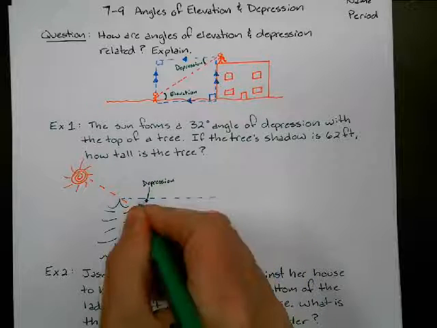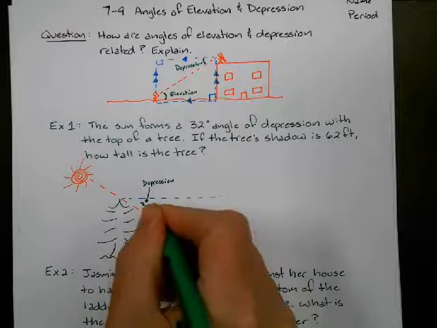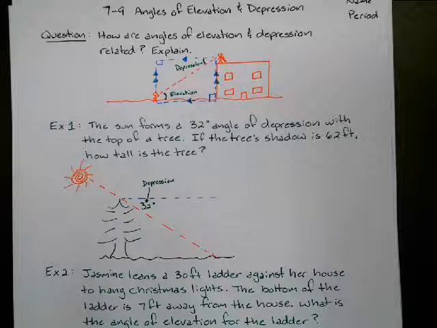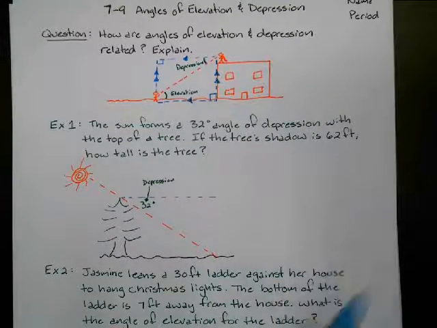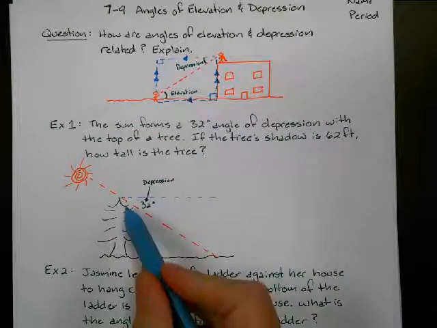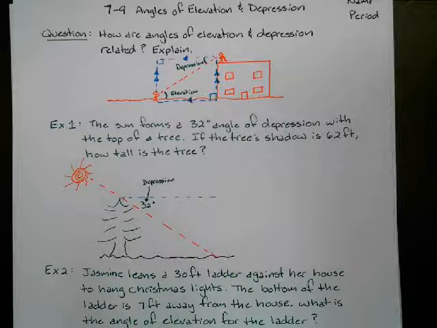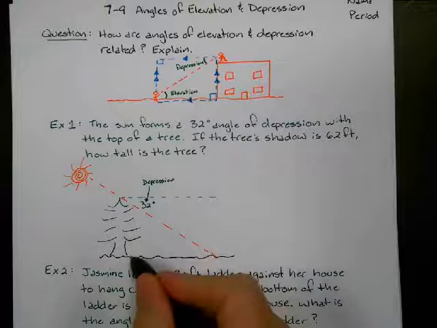So there's our 32-degree angle. Let's read on. If the tree's shadow is 62 feet. Now, where's the shadow? Because every year I get kids that tell me that the shadow's floating in the air. No, the shadow's on the ground. So here's the shadow of the tree.